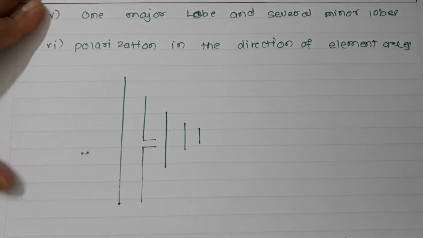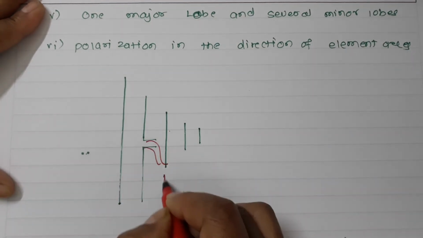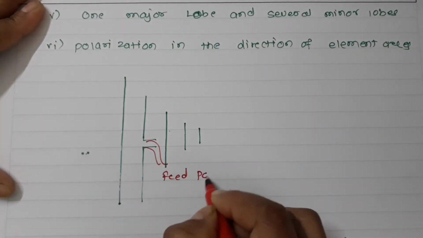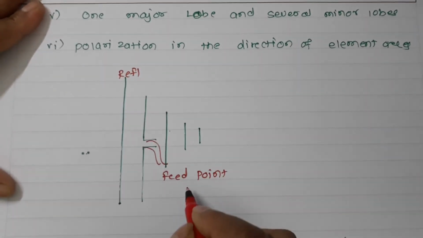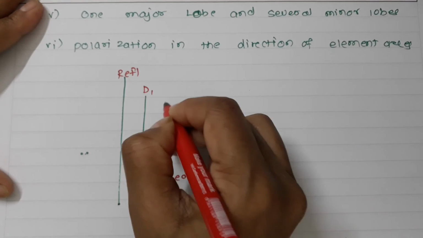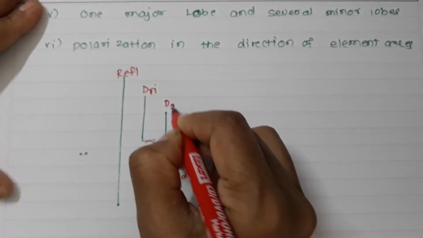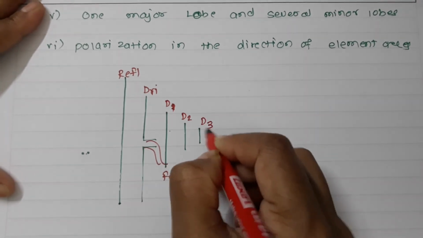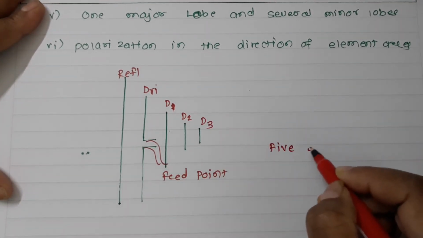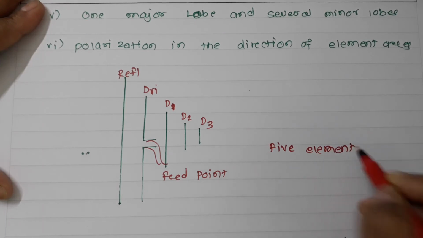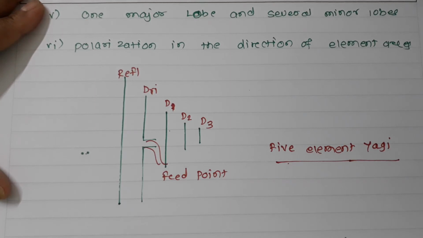So if I want to write here, this will be the feed point. This one will be the reflector. This is the feed point. This will be the driven element. This will be director 1, director 2 and director 3. So this antenna will be called a 5 element Yagi. So this is all about the 5 element Yagi Uda antenna.